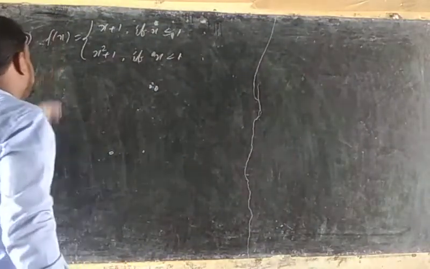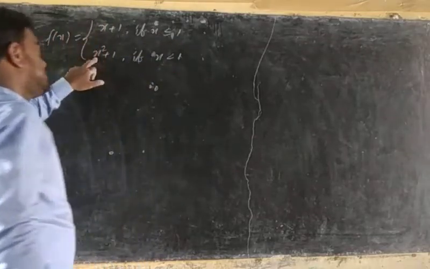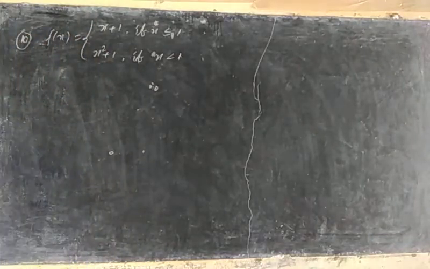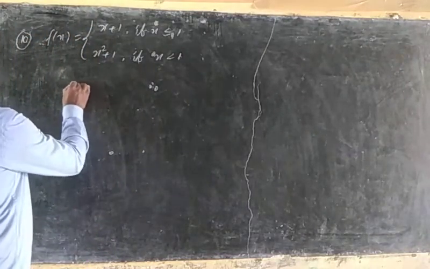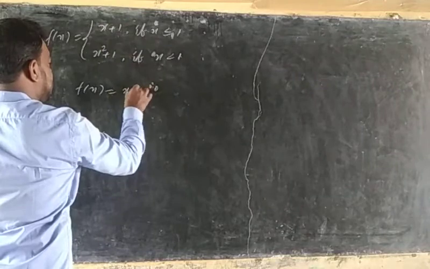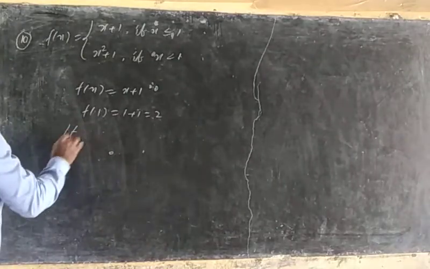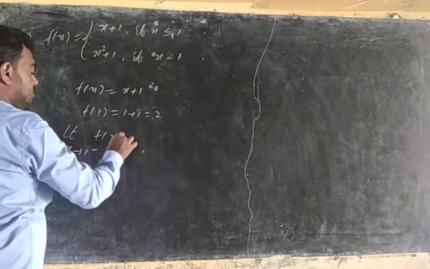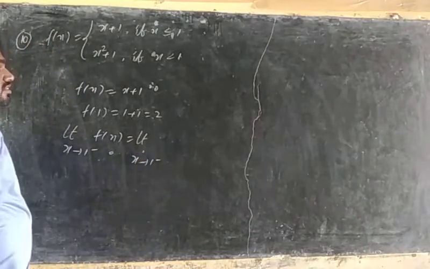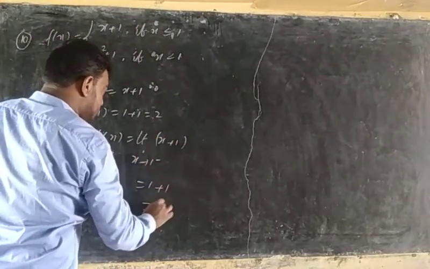Next, 10th question. f(x) = x + 1 if x ≤ 1, and x² + 1 if x > 1. We are checking the continuity at x = 1. When x = 1, f(x) is defined as x + 1, so f(1) = 1 + 1 = 2. Now the limit as x tends to 1 minus, the left hand limit of f(x). 1 minus means x is less than 1, then the function is defined as x + 1. So this is 1 + 1 = 2.